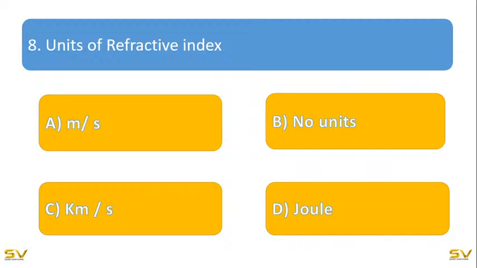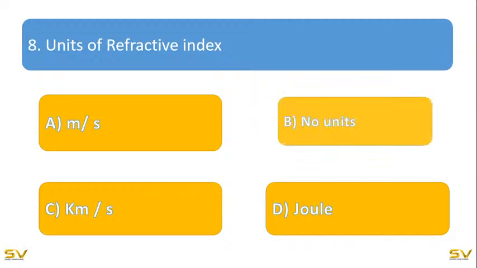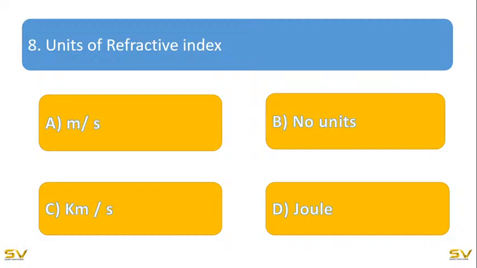Yes, now I'm revealing the answer. Again, your guess, it's no units. Option B is correct. So refractive index is a dimensionless quantity. It has no units. Okay, very good. Because it is a ratio of the speed of light in vacuum to the speed of light in medium. So the ratio means the units get cancelled. That's why it has no units.